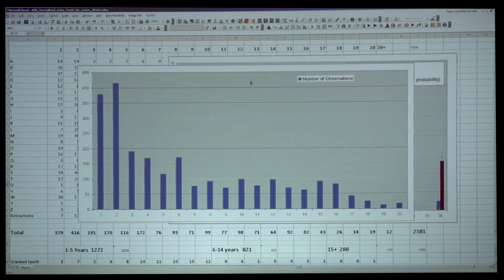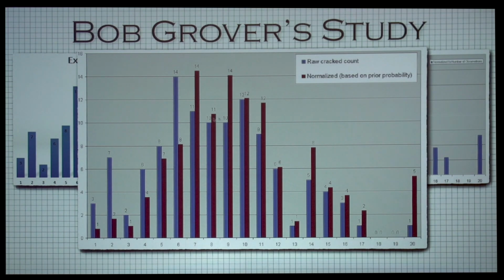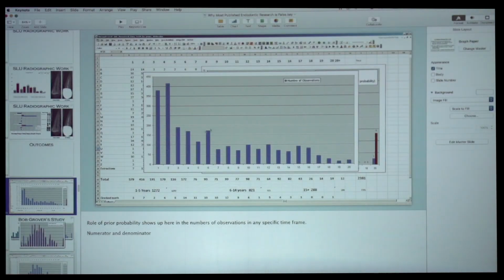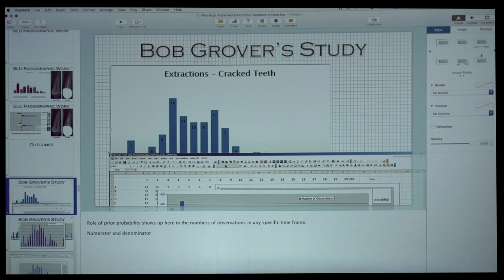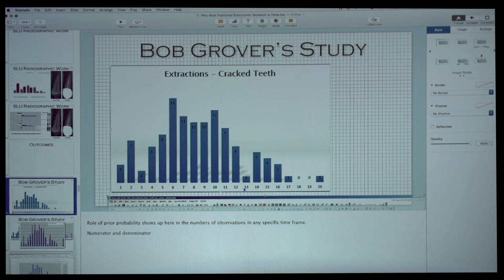I want to do Bob's study quickly. Bob Grover, he talked last year, didn't he? Yeah. So Bob talked about his outcome research, and I looked at his slides, and I said, we've got a problem with the slides, Bob. I wasn't sure if Bob knew it at the time, so I sat down with him afterwards. And so here was Bob's plot of extractions of cracked teeth versus the years. Everybody see that?